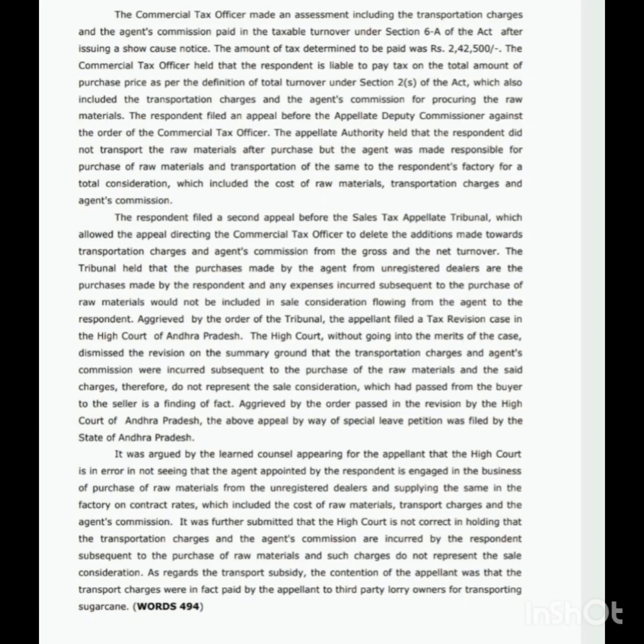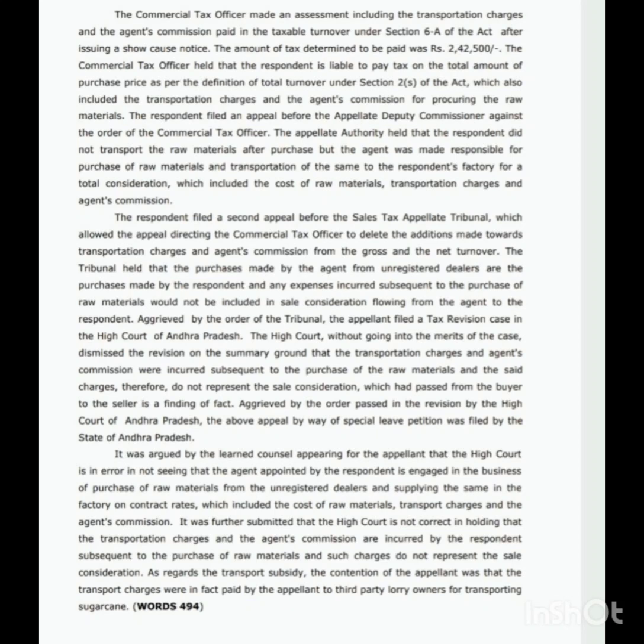The commercial tax officer held that the respondent is liable to pay tax on the total amount of purchase price as per the definition of total turnover under section 2(s) of the Act, which also included the transportation charges and the agent's commission for procuring the raw materials. The respondent filed an appeal before the appellate deputy commissioner against the order of the commercial tax officer.